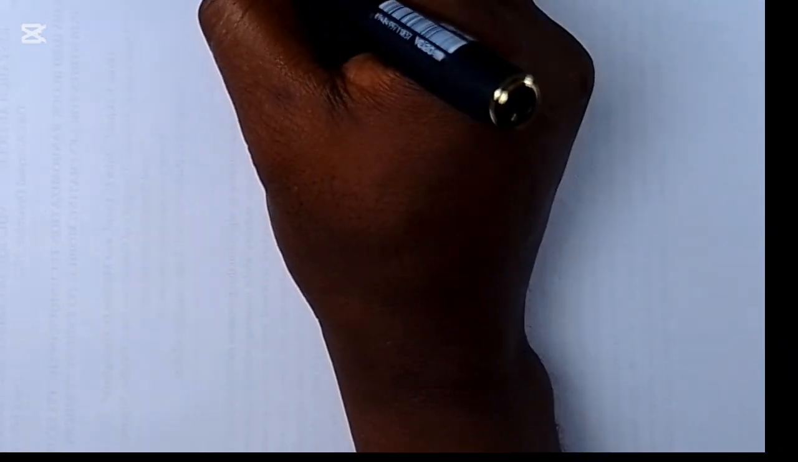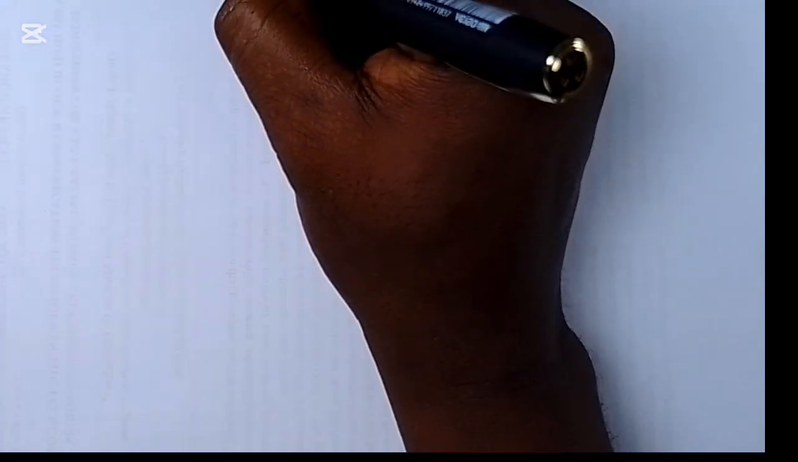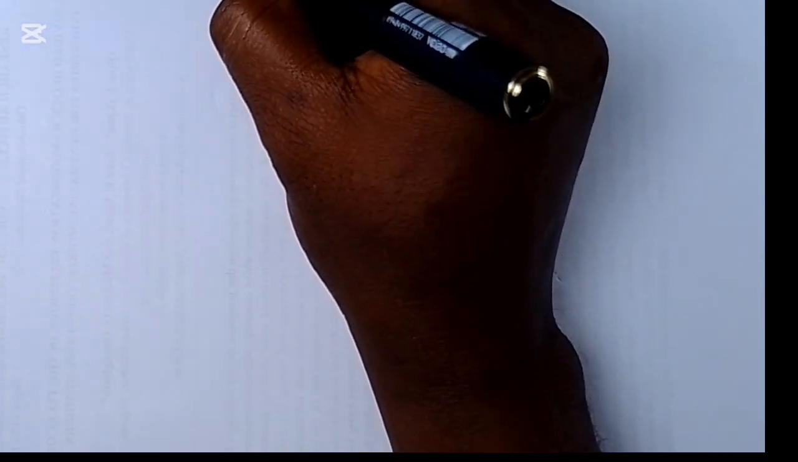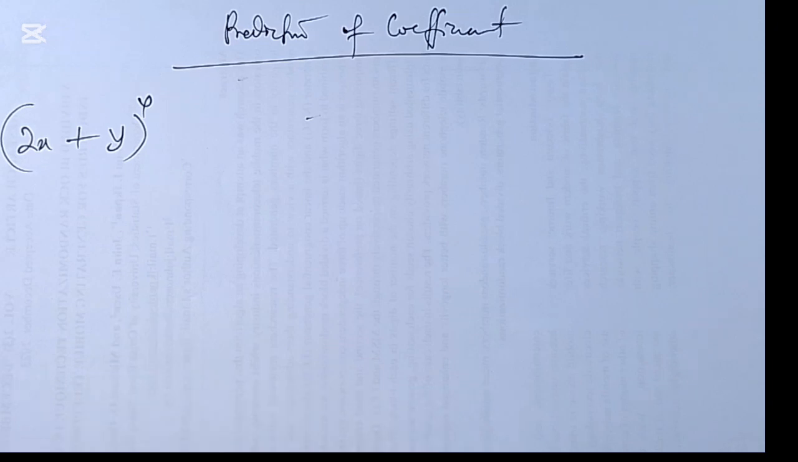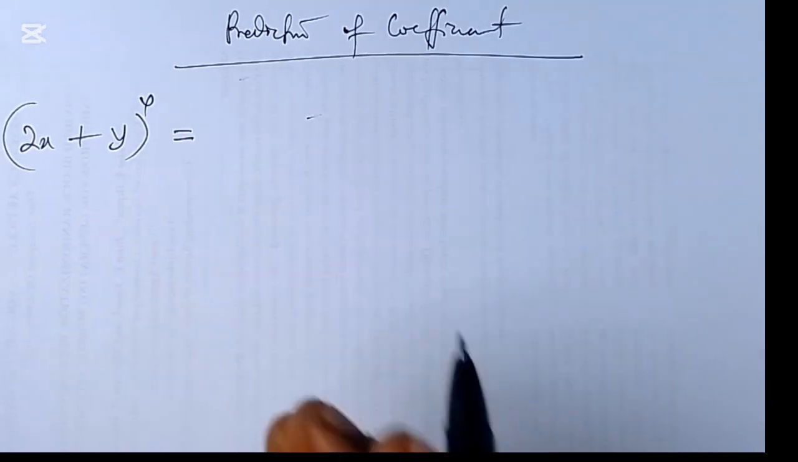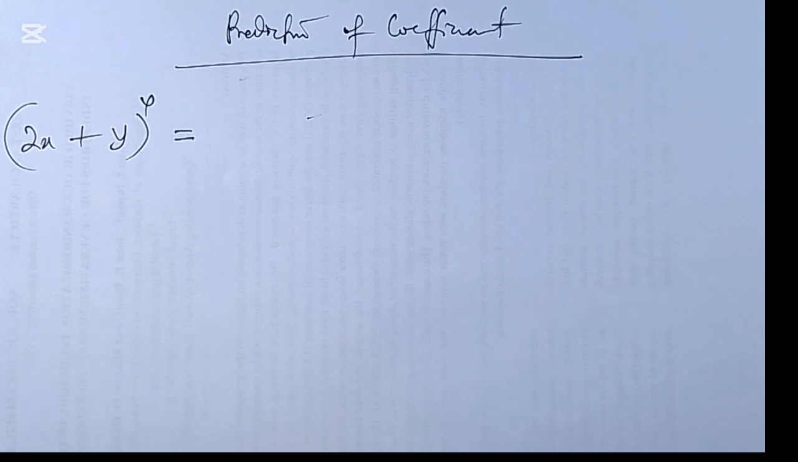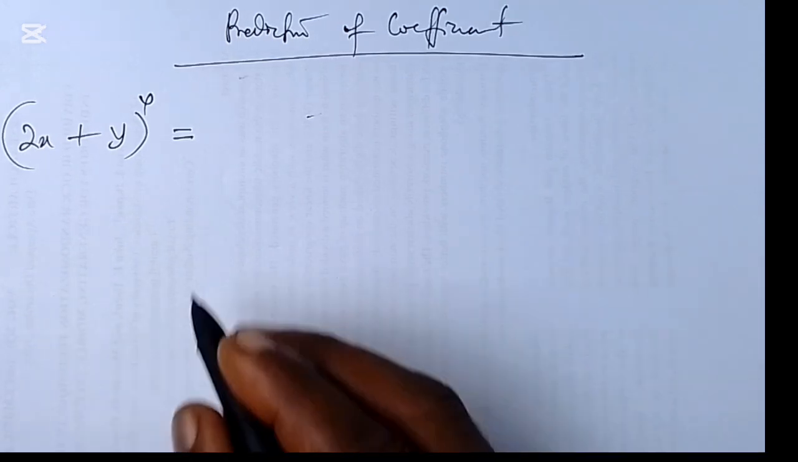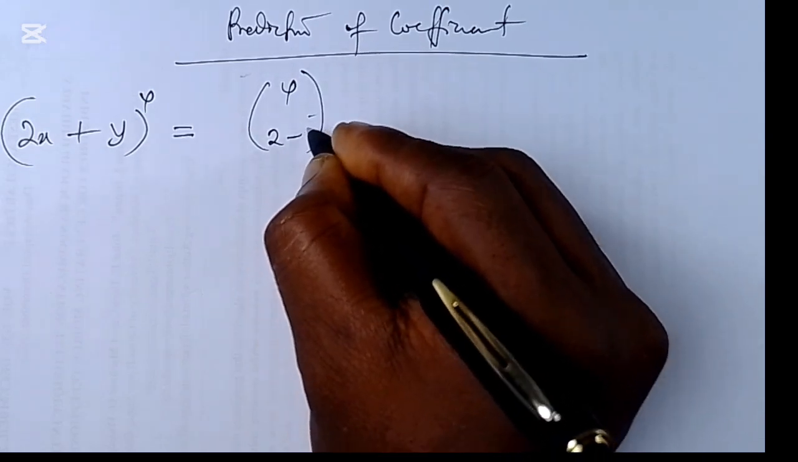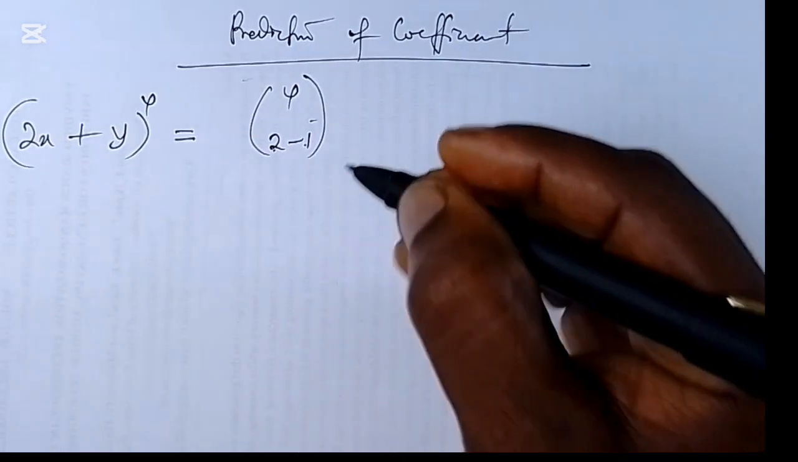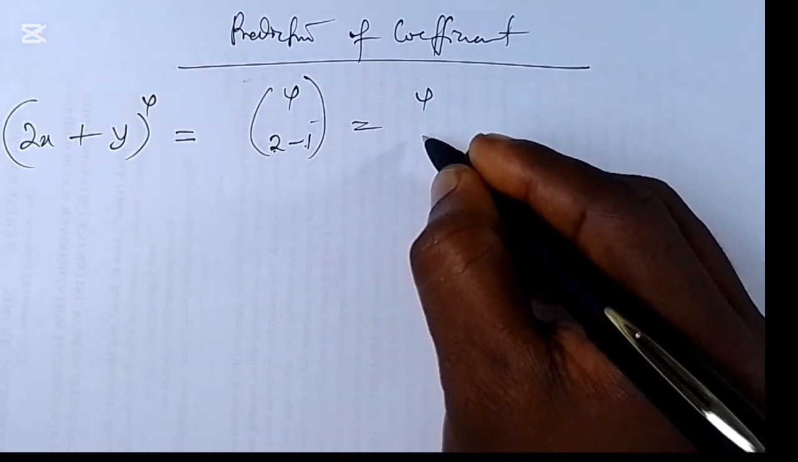Let us go to the last application, which is prediction of coefficients. So if you were given 2x plus y raised to the power of 4 and you were asked to predict what the coefficient, not the term this time around, the coefficient of the second term will be. The coefficient of the second term, take note, will be 4 combination 2 minus 1. Second term minus 1. And that will give you 4 combination 1.